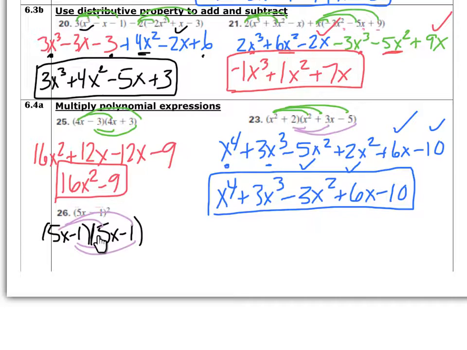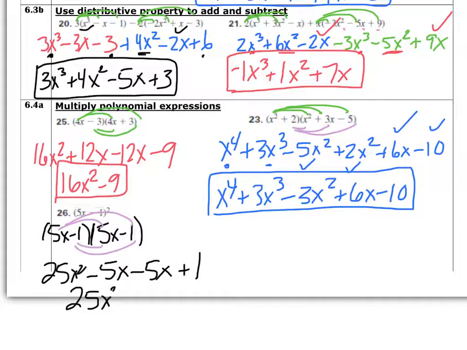When you do that, 5x times 5x is going to be 25x squared. 5x times a negative 1 is a negative 5x. A negative 1 times a positive 5x is a negative 5x. And a negative 1 times a negative 1 becomes a positive 1. We have two like terms here. Negative 5x minus 5x will become negative 10x. So we have 25x squared minus 10x plus 1. All like terms are combined and it's in standard format, so we are done.